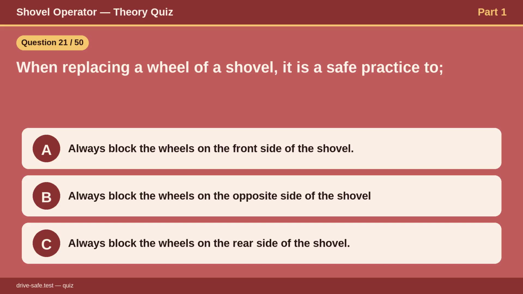Question 21. When replacing a wheel of a shovel, it is a safe practice to: Option A. Always block the wheels on the front side of the shovel. Option B. Always block the wheels on the opposite side of the shovel. Option C. Always block the wheels on the rear side of the shovel. The correct answer is option B. Always block the wheels on the opposite side of the shovel.